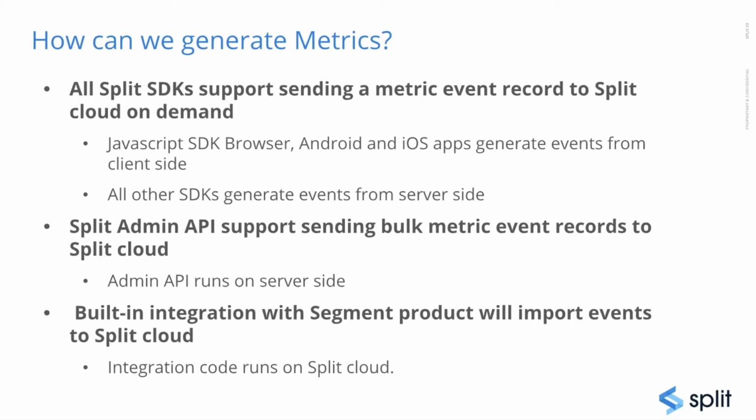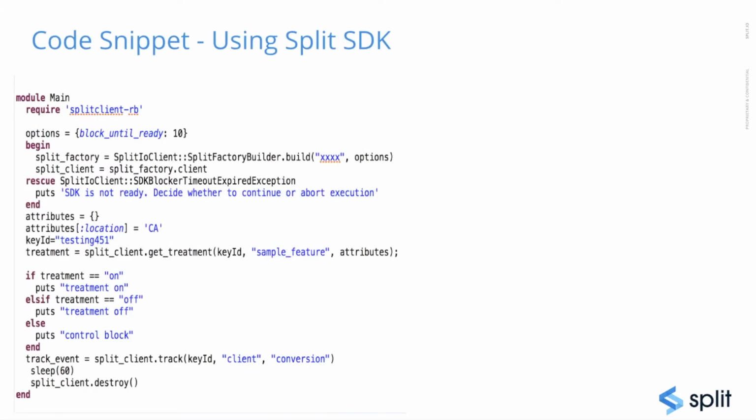The third option is to use the built-in integration with the Segment product. This will import all events to the Split cloud. Obviously, this integration code runs on the Split cloud, so as long as you set up the integration correctly, everything will be done automatically by the Split server side. In this video, however, we're talking only about the API side.